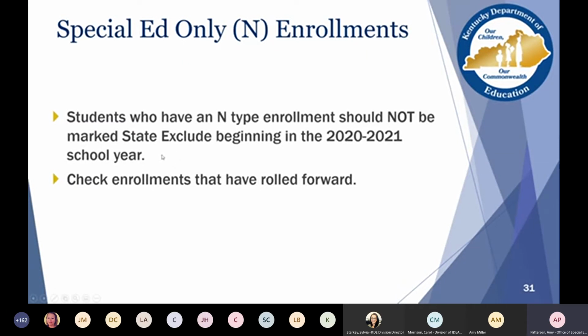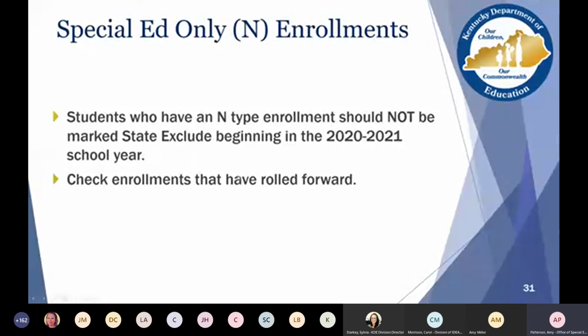Plus you're going to be counting him on child count. So they have told us to tell you all, if the student has an N-type enrollment, so a private school student receiving special education services, do not mark the student state exclude starting next school year. And so any enrollments that roll forward, you probably want to go back and check those.